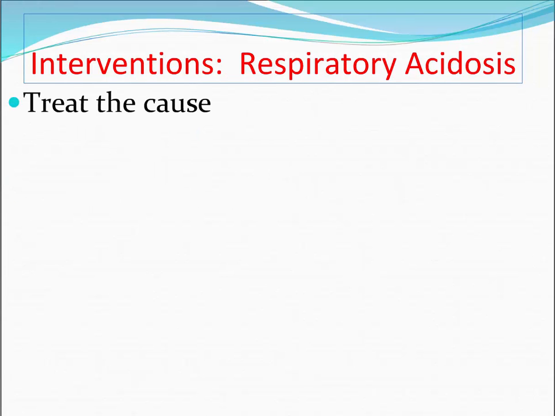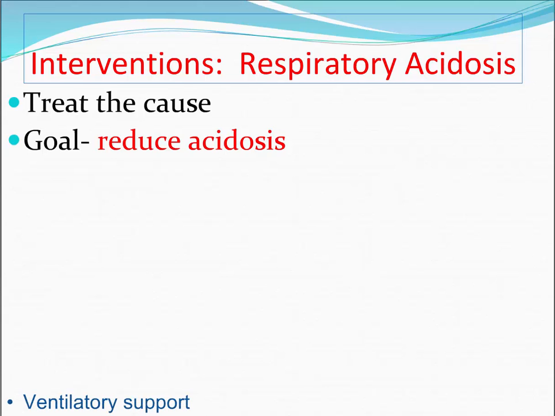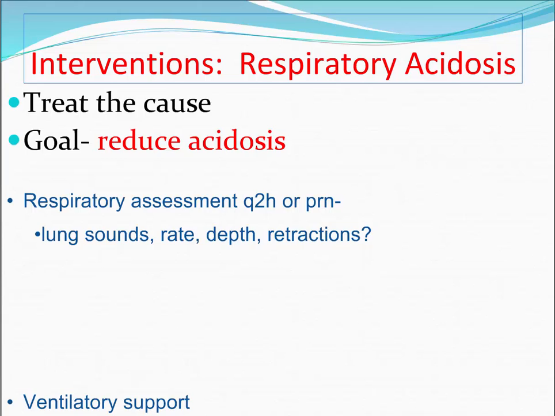Okay, you won't be surprised to hear that to treat respiratory acidosis, the cause really needs to be identified. And once that's identified, it is directly treated to reduce acidosis. So as a nurse, what can you do? Well, you'll be obviously doing a respiratory assessment every 2 hours or as needed, and maybe more frequently than every 2 hours. You'll be listening to the lung sounds, assessing the respiratory rate and depth. Respiratory effort, are they demonstrating retractions? You can add in here O2 saturation as well.